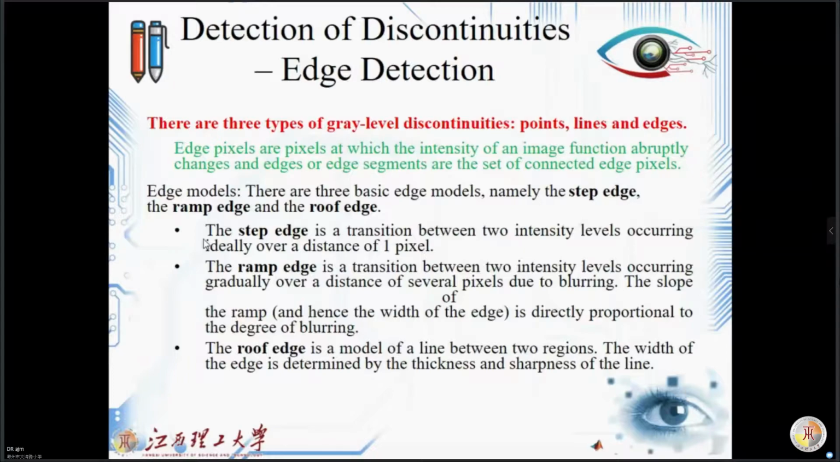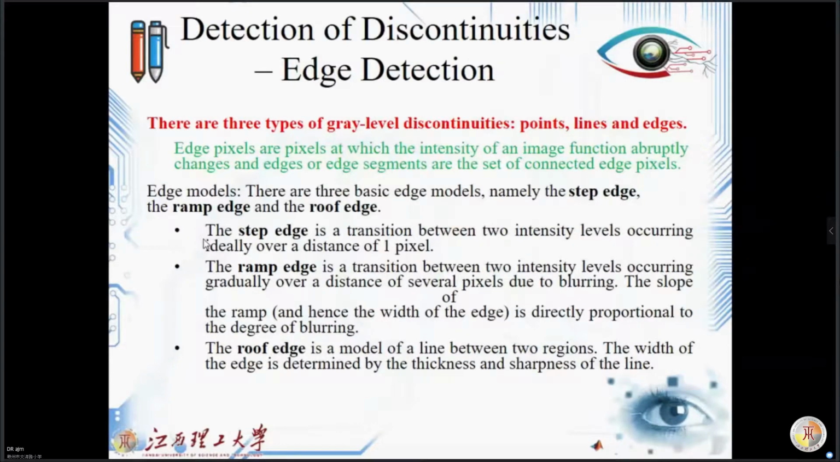In the edge model, there are three basic edge models that we can set: the step edge, ramp edge, and roof edge. Briefly, the step edge is the transition between two intensity levels occurring ideally over the distance of one pixel. Mainly in this step edge, suppose you look at the gray level values in an image: when you go to the border, you will see that the border has a darker line on one side, and on the other side you have more intensity. Then this can be the step edge for us.